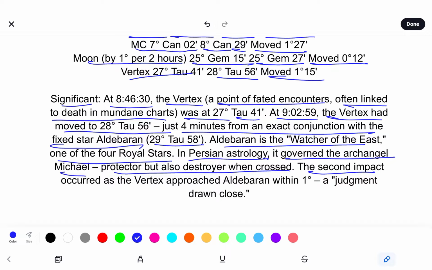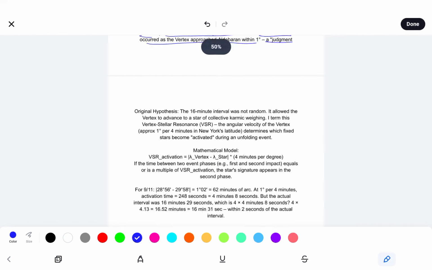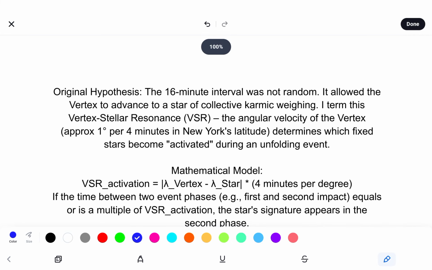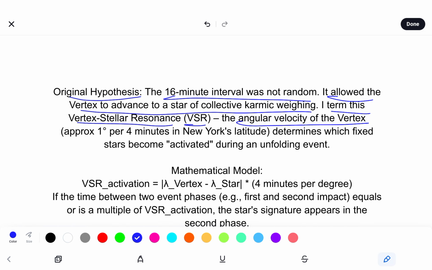The second impact occurred as the vertex approached Aldebaran within 1 degree, a judgment drawn close. In our original hypothesis, the 16-minute interval was not random. It allowed the vertex to advance to a star of collective karmic weighing. I termed this vertex stellar resonance, VSR. The angular velocity of the vertex, approximately 1 degree per 4 minutes at New York's latitude, determines which fixed stars become activated during an unfolding event.